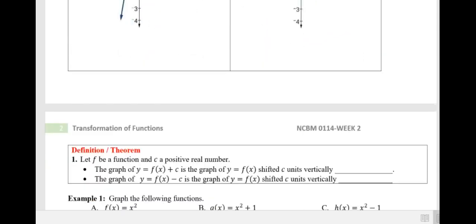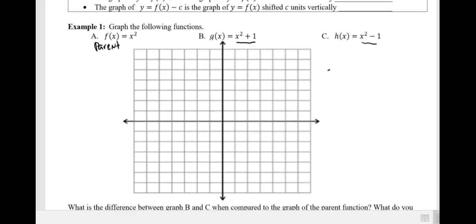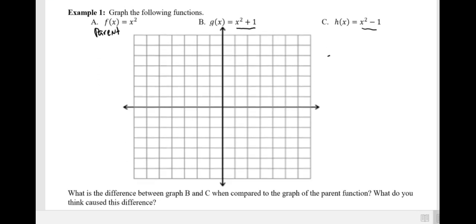For example, here we have f of x equals x squared. That's your parent function. Then x squared plus 1 looks like the parent function, but it's going to have its own characteristics. And then you have x squared minus 1, which also looks like the parent function. The important thing here is to remember that these functions will look the same. Okay, so let's explore what happens when we add a 1 or subtract a 1.